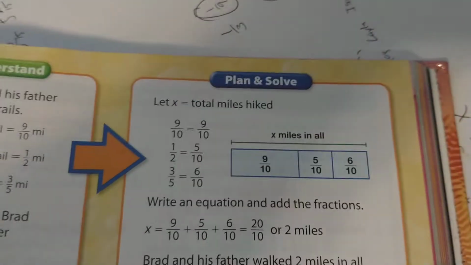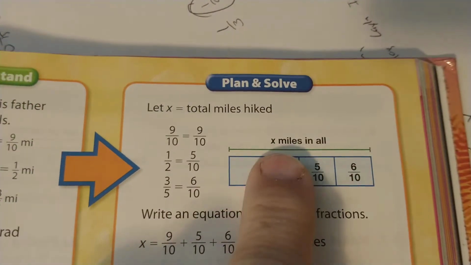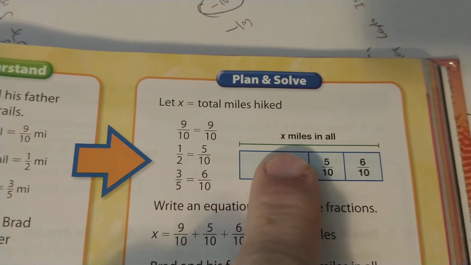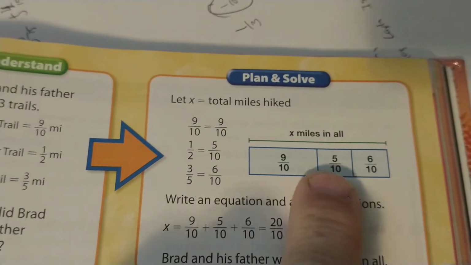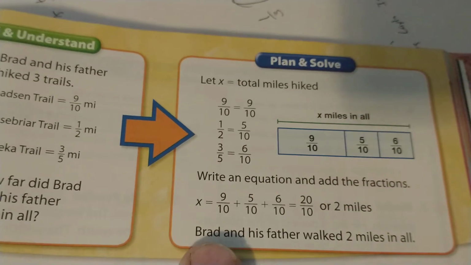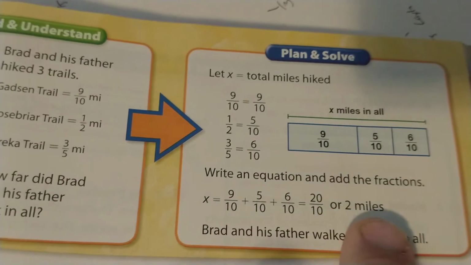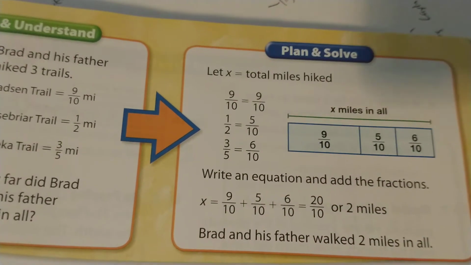So what might be new to you is they then want the equation. X is the answer that we're looking for. So the equation is x equals this plus this plus this, which is what they have right here. And then they end up solving the problem. Alrighty. So here is another example.